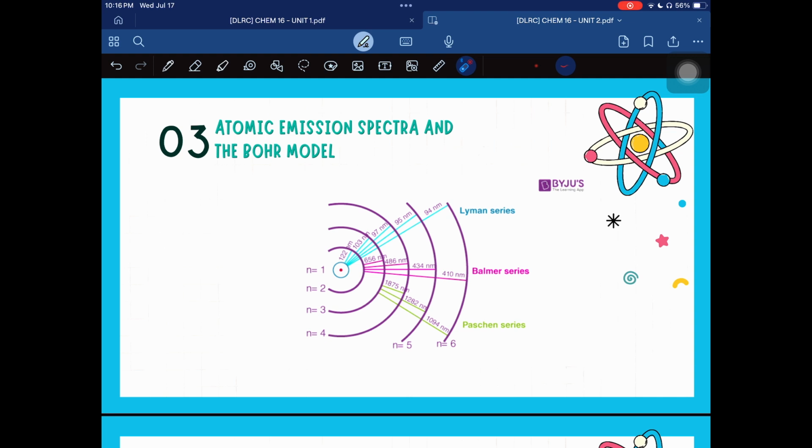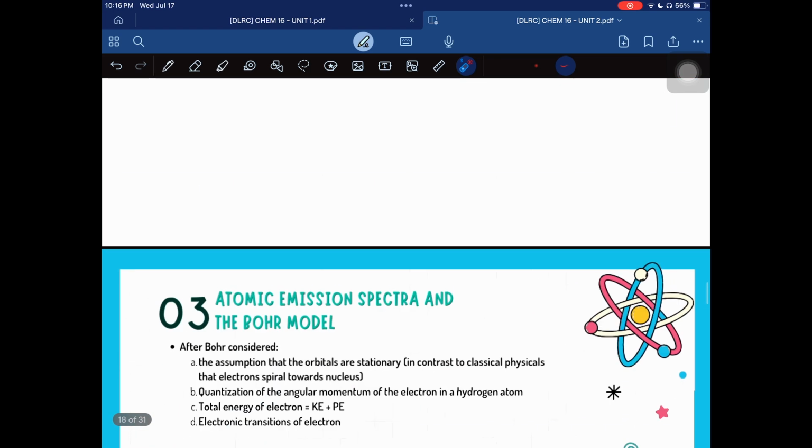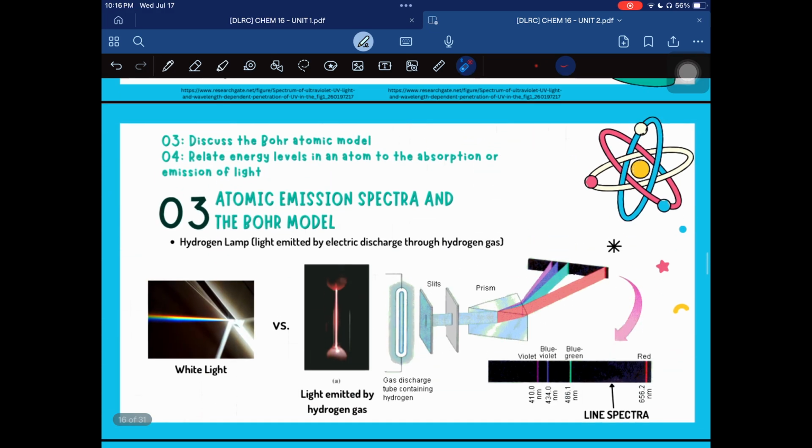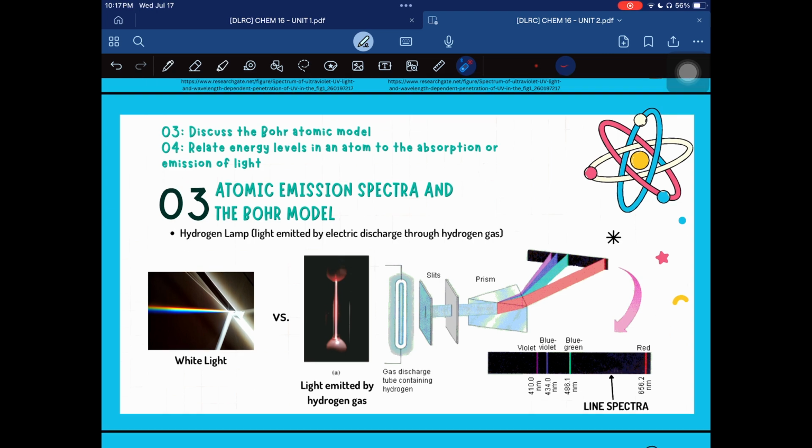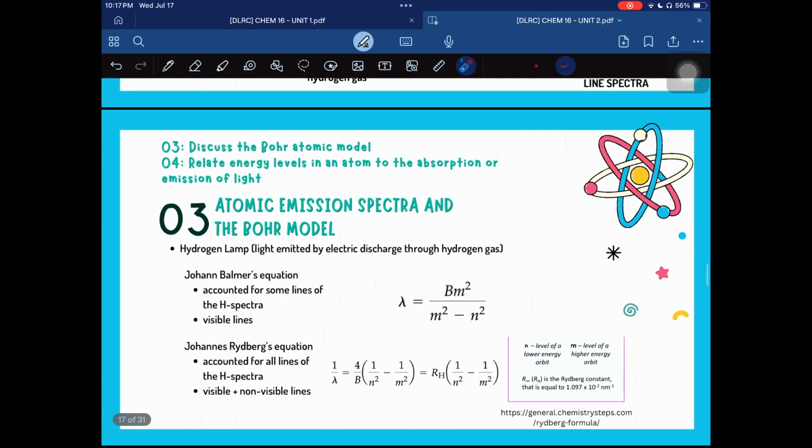So the Balmer series happens to contain transitions that contain photons of visible light. As we said earlier, Balmer used the atomic spectra for hydrogen in the visible spectrum. So he used the visible part to formulate his equation, which is this.